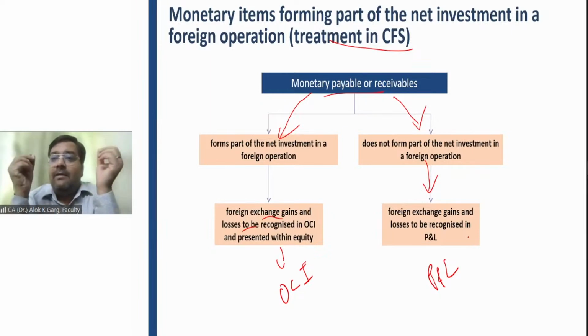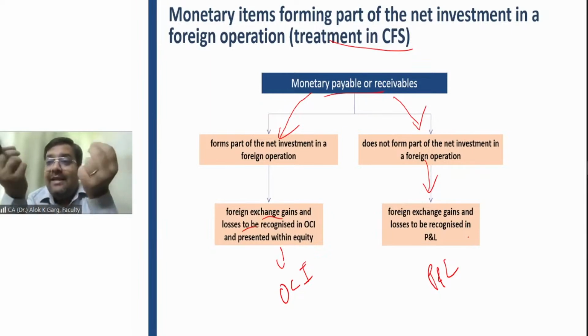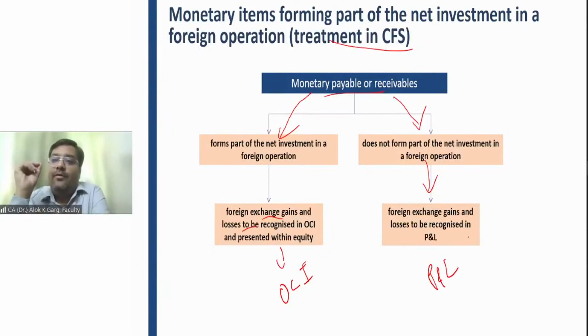Right? भाई अगर मेरा वो नेट इन्वेस्टमेंट इन फॉरेन ऑपरेशन नहीं है, अगर वो लोन, ट्रेड पेबल, ट्रेड रिसीवेबल, तो क्या होगा? एक्सचेंज इंपैक्ट कहां जाएगा? P&L में जाएगा. बट अगर वो मेरी इन्वेस्टमेंट का पार्ट है, वाई? बिकॉज कोई रीपेमेंट पीरियड नहीं है, कोई मेच्योरिटी पीरियड नहीं है, तो मैं उसको लेके कहां जाऊंगा? अदर कॉम्प्रिहेंसिव इनकम में लेके जाऊंगा. वाई OCI सर? Because if something is not a net investment in the foreign operation, it means it is a transaction of routine nature where you need to recognize the gains and losses.